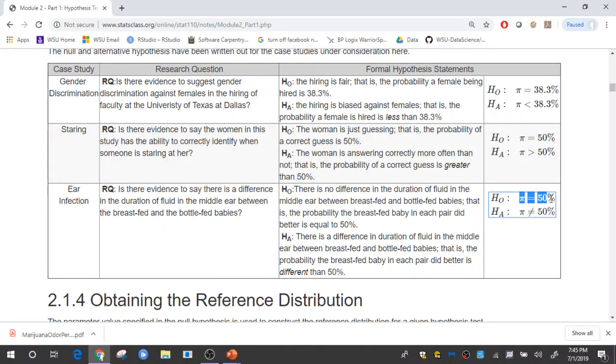That statement would be the parameter is equal to 50%. So that's a 50-50 example. The pi would be equal to 50% in the null hypothesis. The HA is suggesting that there is a difference. So that means that parameter value is going to be different than 50%. Which is represented here in the right column as well.